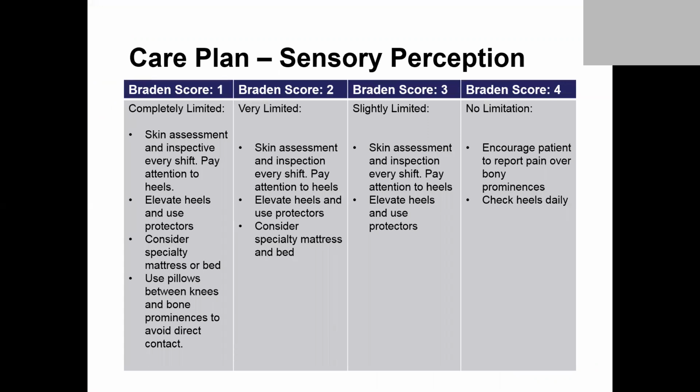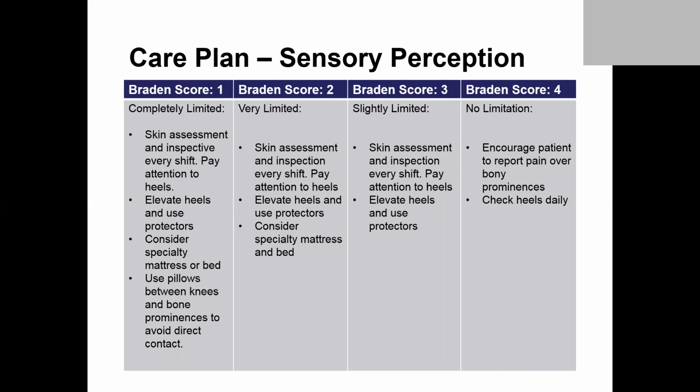Here are some examples of care planning, breaking the information down by each subcategory of the Braden score. We'll go through some example interventions. The purpose of this is to show you that each category needs to be broken down individually in regard to the interventions that you set. This needs to be highly personalized to each patient.